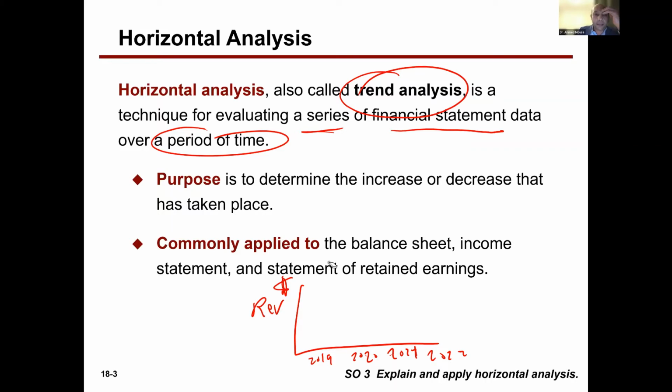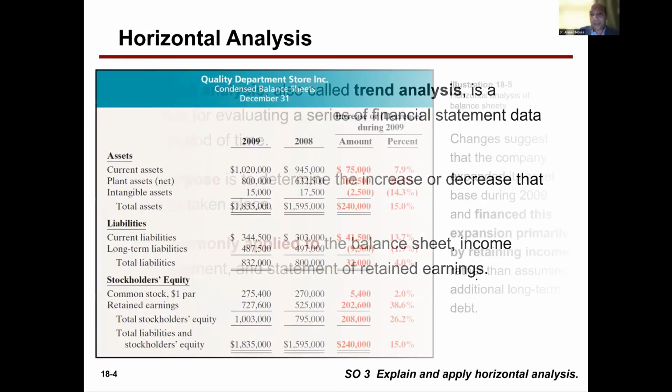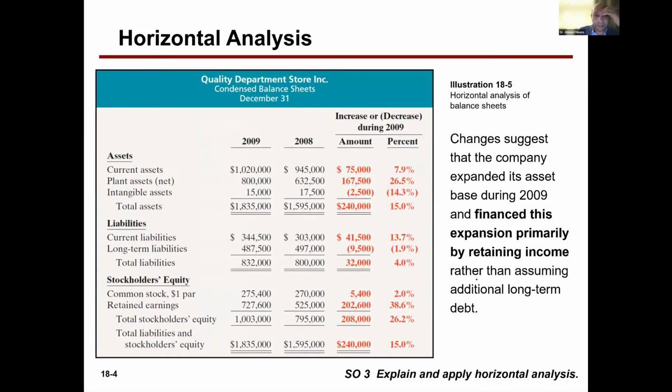Its purpose, for sure, is to show the increase or decrease that has taken place during different years. And it is commonly applied to the balance sheet, the income statement, and the statement of retained earnings. So like that, here is an example. For example, you can have here the balance sheet, the current assets. Current assets in 2008 was this number, and 2009 was this number.